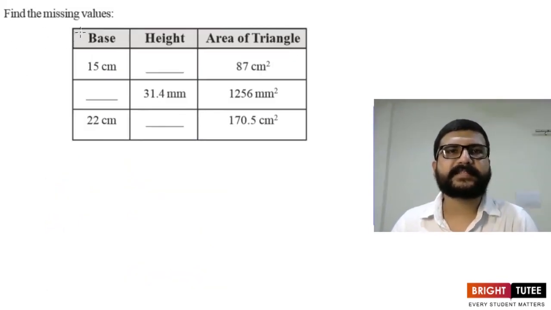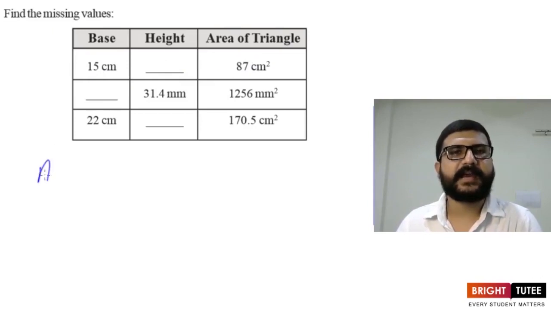Now here is the next question. Find the missing values. So again one table is given to us and few of the values are missing. So here also we have to find those missing values. So let's start with the first part of the question. Base is 15 centimeters. Height we have to find, and area of a triangle is given as 87 square centimeters. And we know how to find area of triangle.